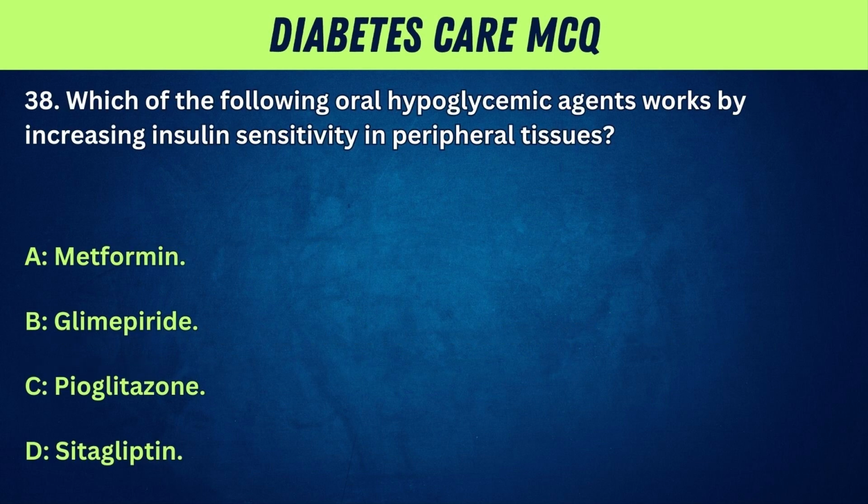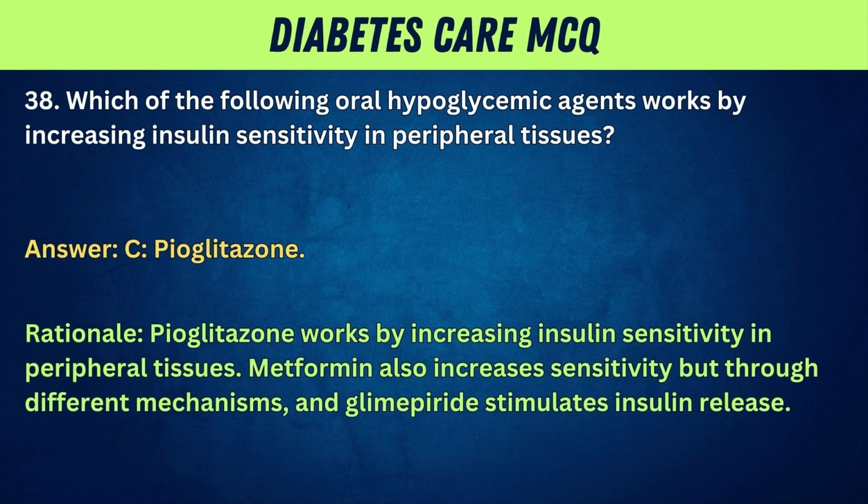38. Which of the following oral hypoglycemic agents works by increasing insulin sensitivity in peripheral tissues? A. Metformin. B. Glimepiride. C. Pioglitazone. D. Sitagliptin. Answer: C. Pioglitazone. Rationale: pioglitazone works by increasing insulin sensitivity in peripheral tissues. Metformin also increases sensitivity, but through different mechanisms, and glimepiride stimulates insulin release.